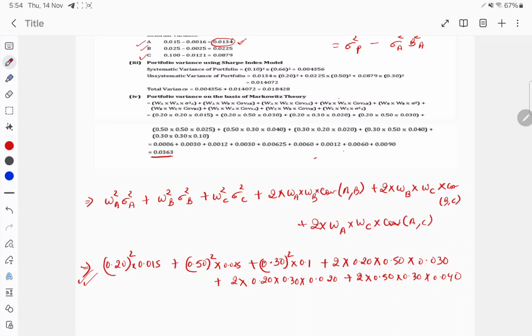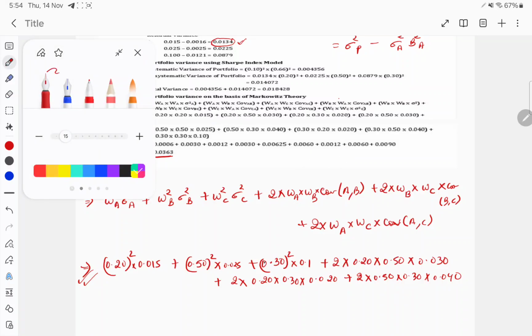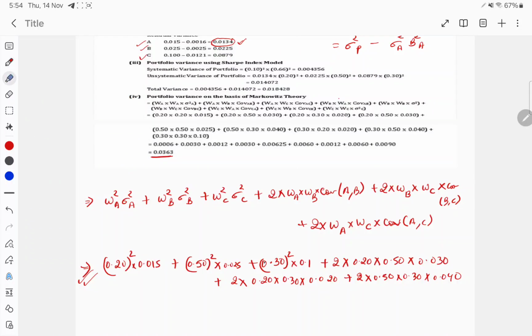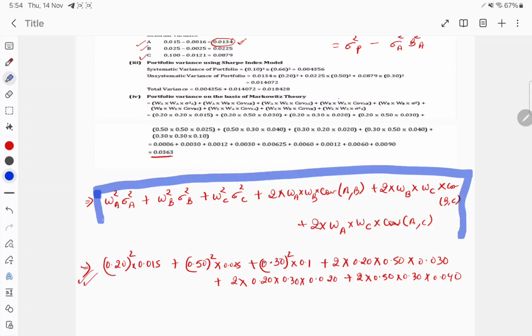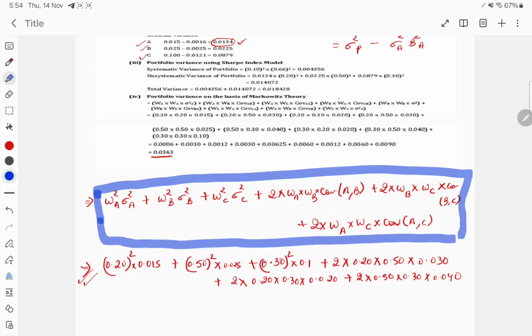0.0363. Because in Institute Math, it is a bit confusing how they have solved this question, so I have given you the exact formula to solve this question. Please apply this formula. If you go through this formula once, you'll understand easily what I meant.